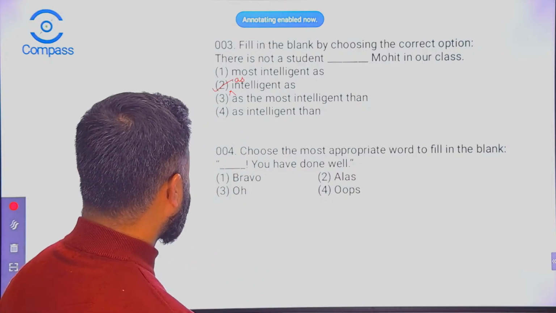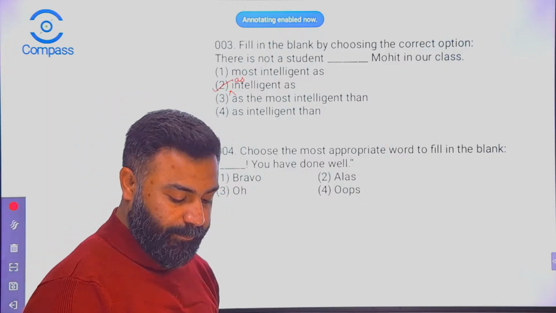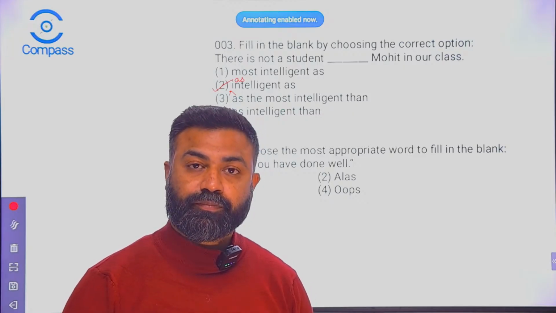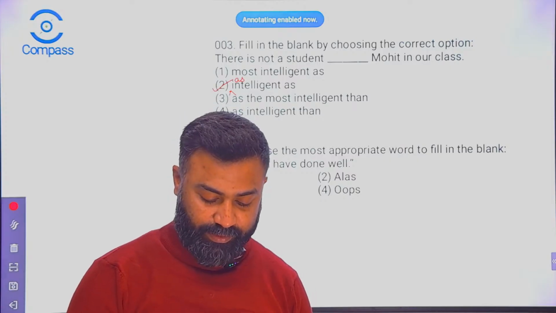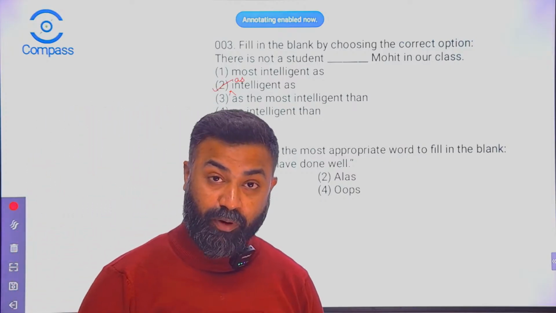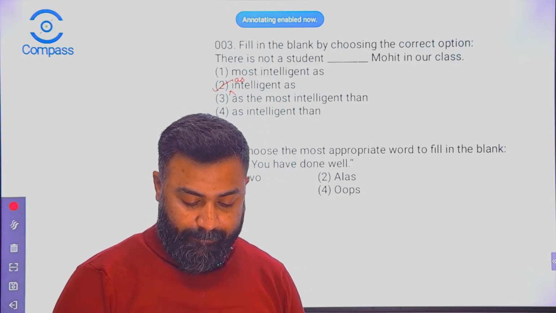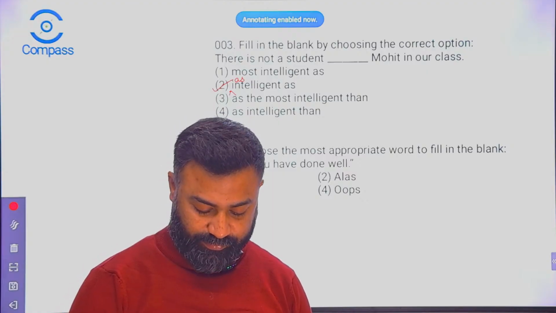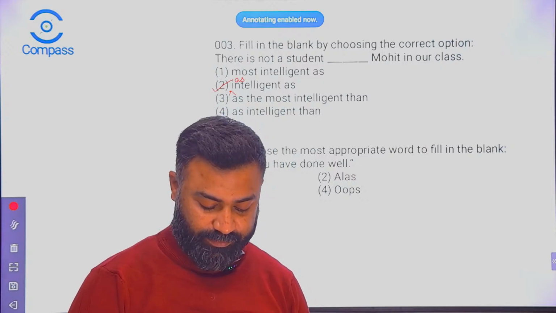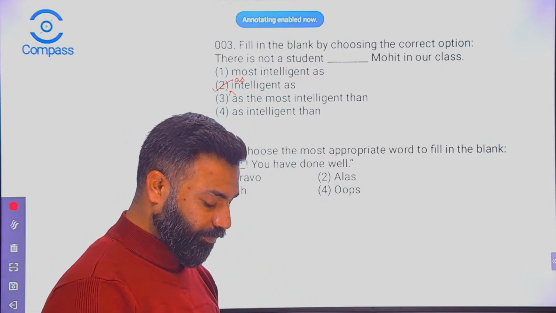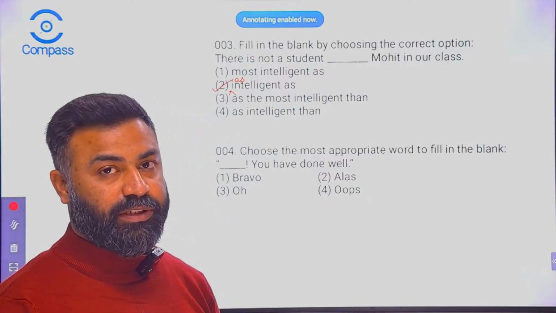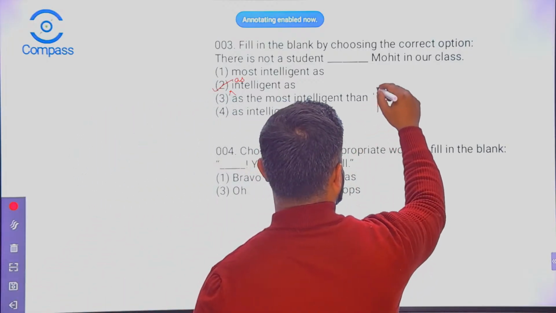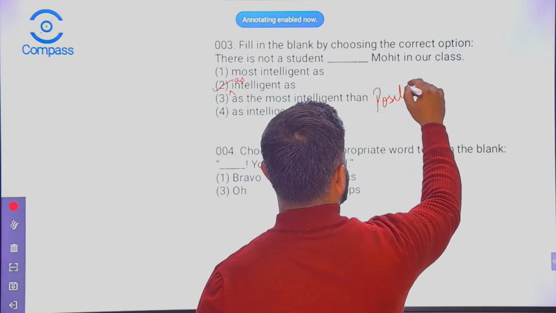Yes, the correct option is number two, as intelligent as. But I want to ask you which form of degree has been used here. Is it comparative form, superlative, positive degree? Which degree? Still expecting an answer from you. Hurry up. So that's the positive degree, right? As intelligent as. That's the positive degree. So I would like to write down here positive degree.